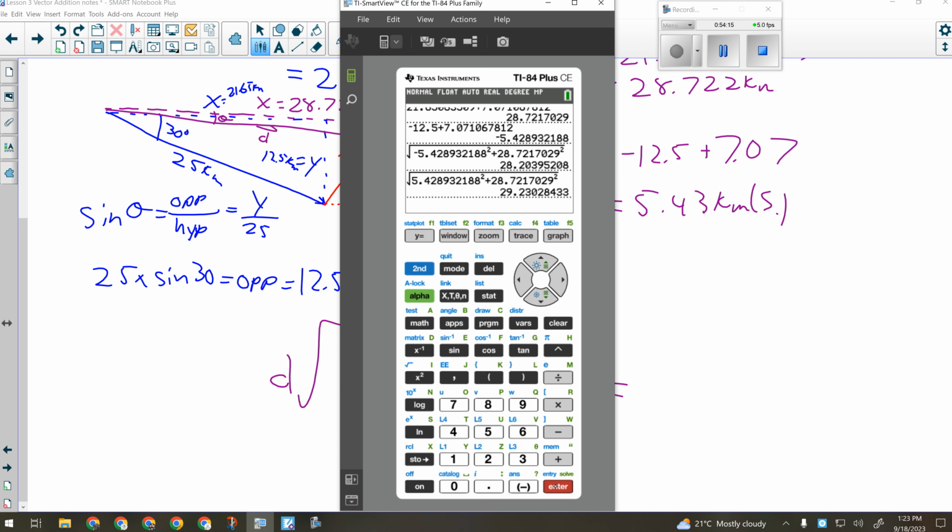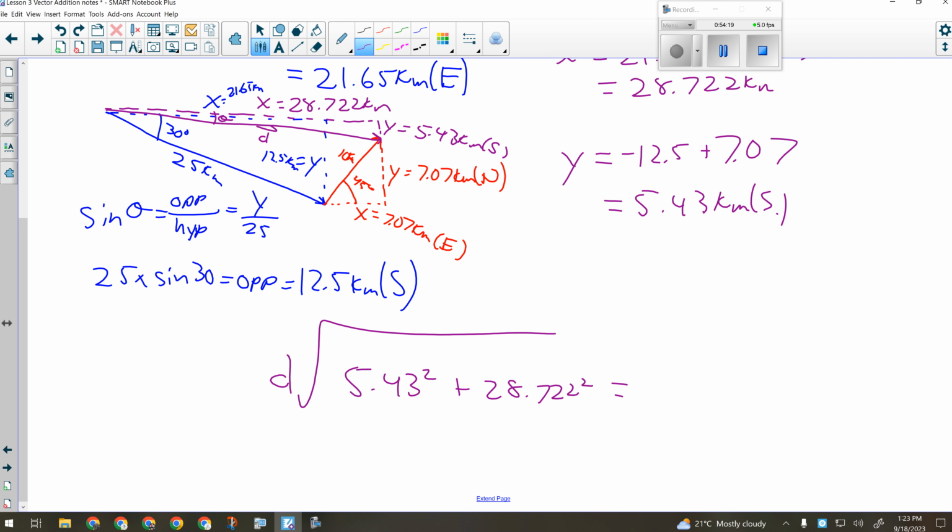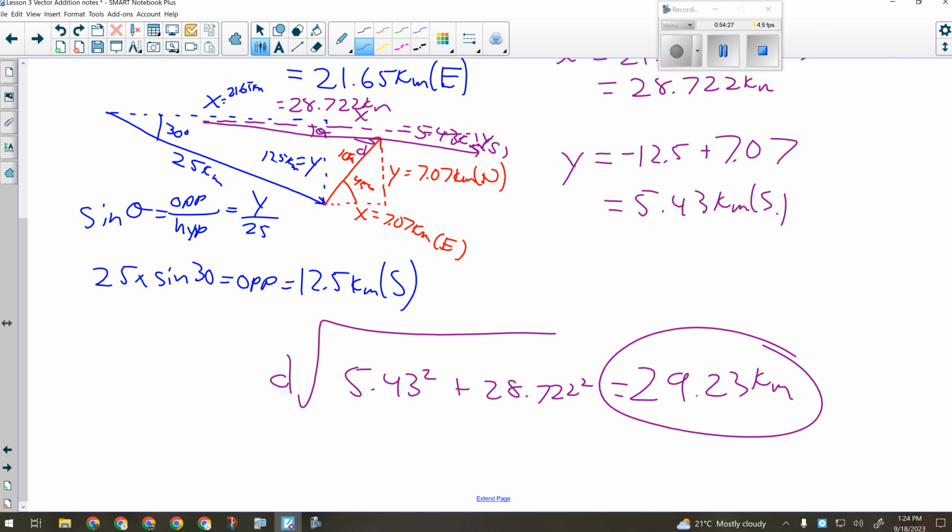Okay, so there we go. So we got 29.23 kilometers is my overall displacement. Okay, the magnitude of it anyway. Okay, so that's how long this line is right here.